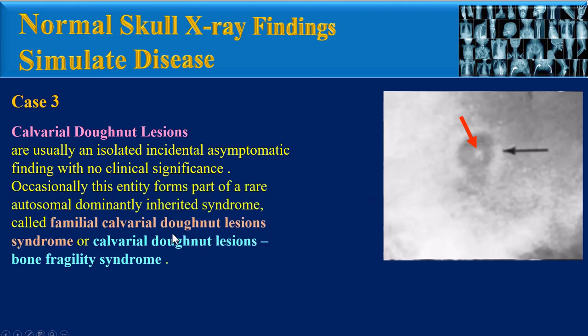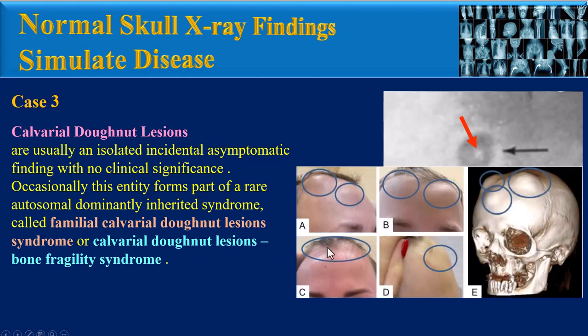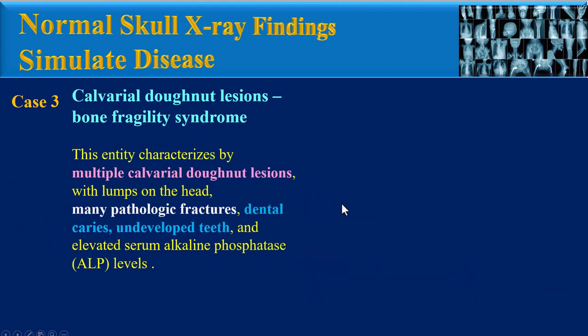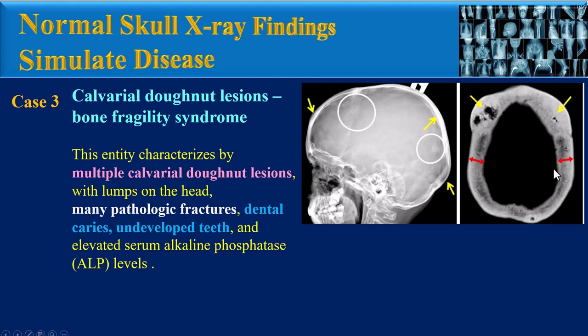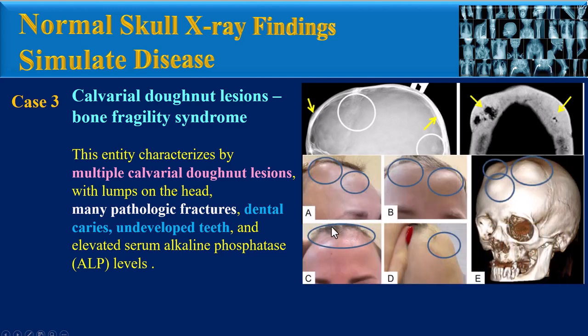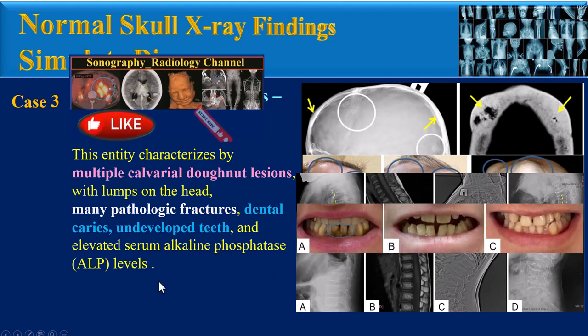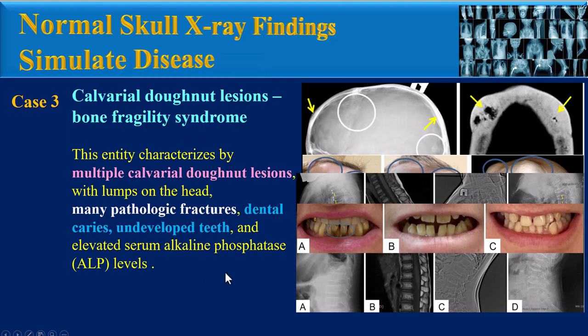Occasionally, this entity forms part of a rare autosomal dominantly inherited syndrome called familial Calvarial Doughnut Lesions syndrome or Calvarial Doughnut Lesions bone fragility syndrome. This entity is characterized by multiple Calvarial Doughnut lesions with lumps on the head, many pathologic fractures, dental caries and undeveloped teeth, and elevated serum alkaline phosphatase levels.